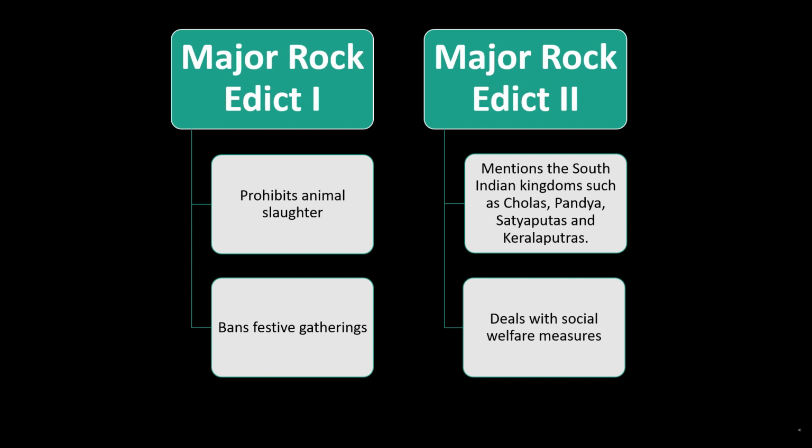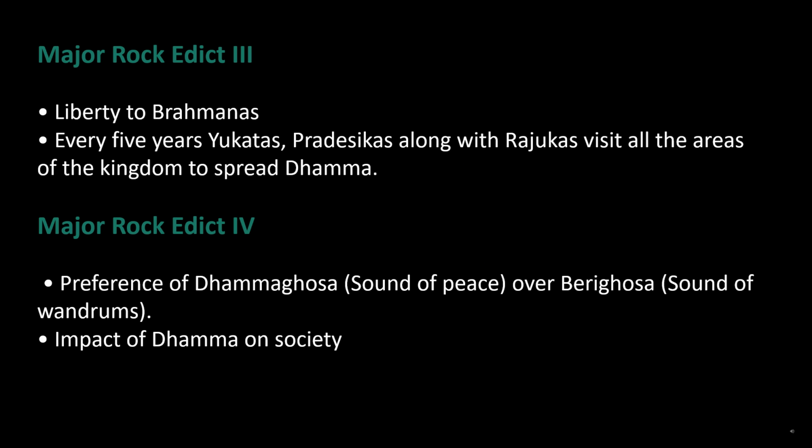Major Rock Edict I. Prohibits animal slaughter. Bans festive gatherings. Major Rock Edict II. Mentions the South Indian kingdoms such as Cholas, Pandya, Satyaputas and Keralaputras. Deals with social welfare measures. Major Rock Edict III. Liberty to Brahmanas. Every 5 years Yuktas, Pradesikas along with Rajukas visit all the areas of the kingdom to spread Dhamma.